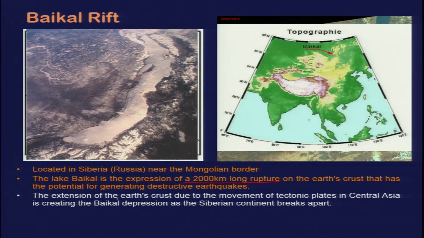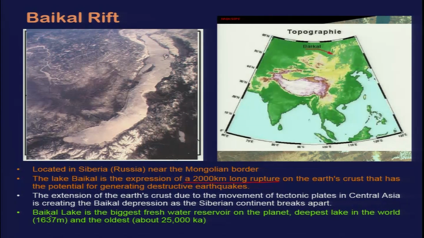The extension of the Earth crust due to the movement of tectonic plates in Central Asia is creating the Baikal depression as the Siberian continental plate moves apart. Okay. So as I told, the Baikal lake is the biggest freshwater reservoir on the planet, deepest in the world. It is around 1600 meters, and the oldest, as old as 25,000 Ka.